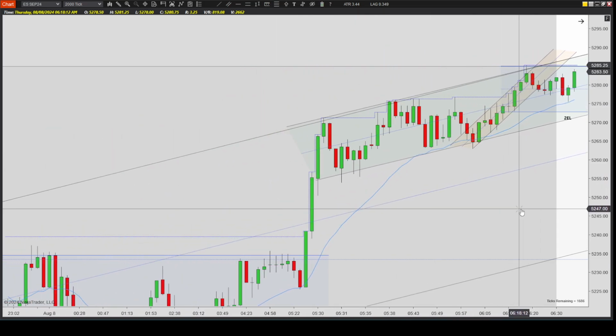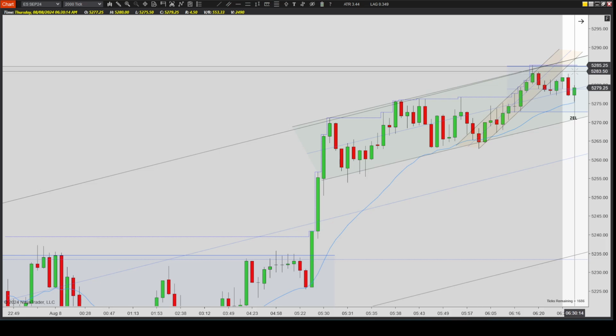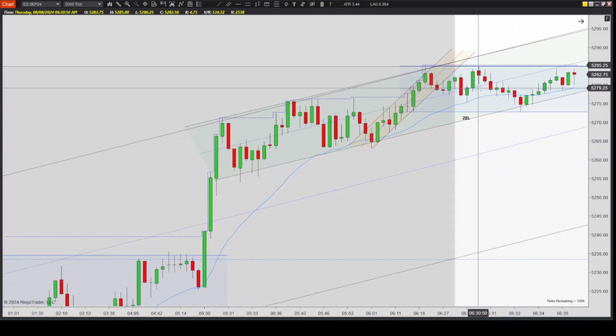So although it's a decent setup, it gave me a little bit of pause because I don't want to enter long here and suddenly it flushes down. It's just too early in the day. I would say decent setup, but not strong enough for me to jump in this early. Turns out it would have worked though.